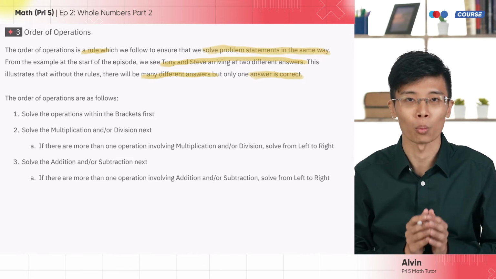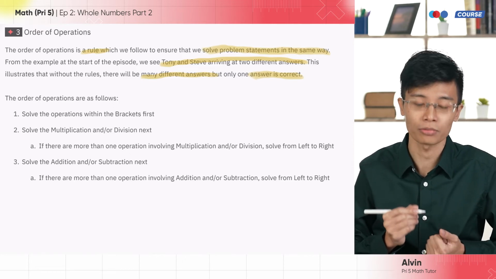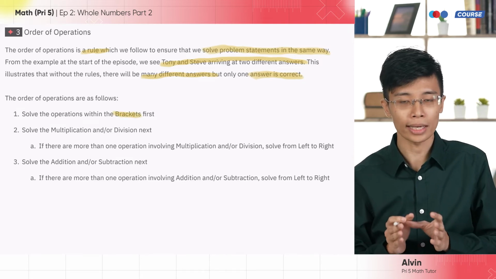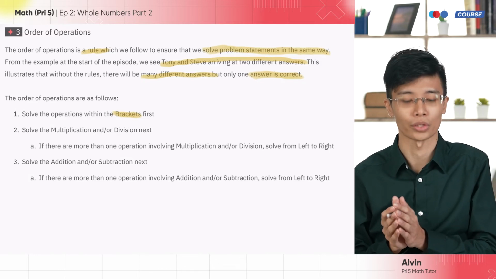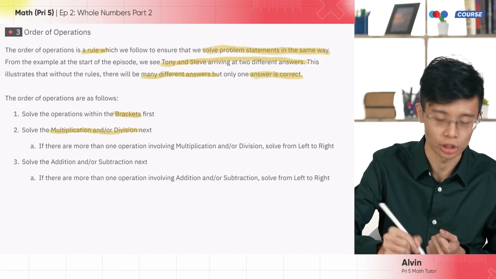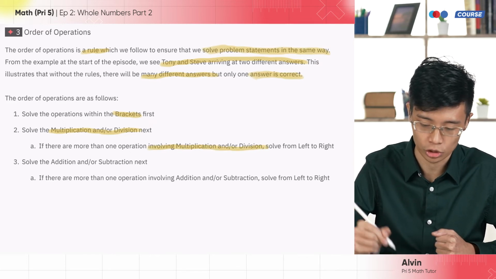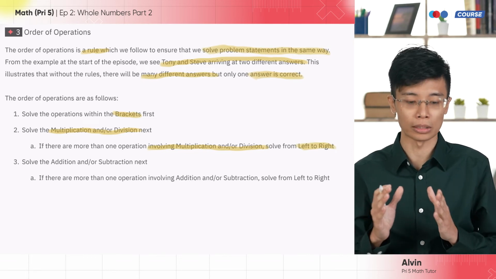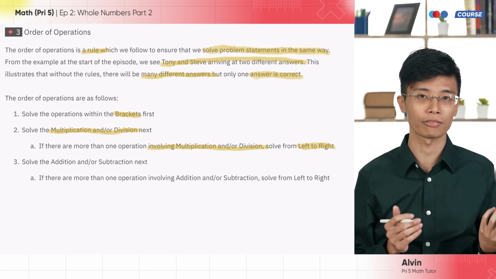So let's take a look at what the order of operations should be like. In this case, we have to solve the operations within the brackets first, which means we'll look out for whether there are brackets, and if there are, we will solve the operations within these brackets. Then we will solve the multiplication and/or division. If there is more than one operation involving multiplication and division, we will solve from left to right.